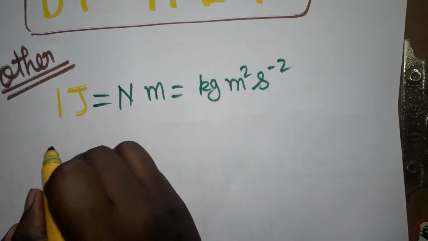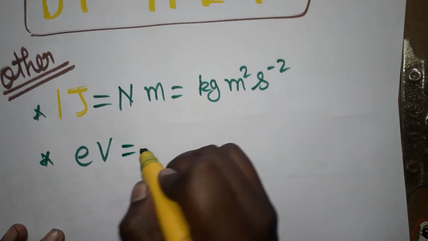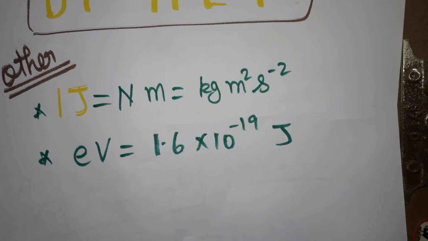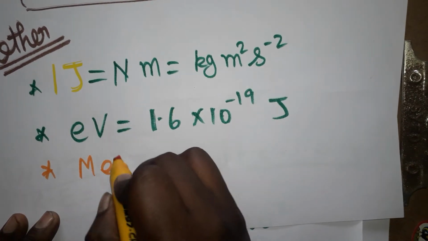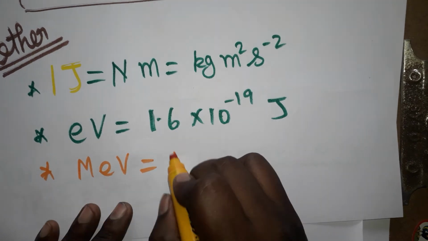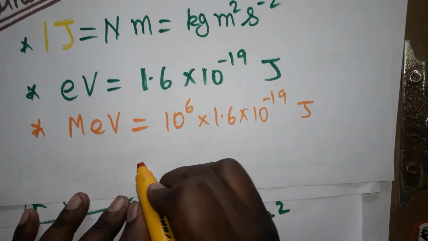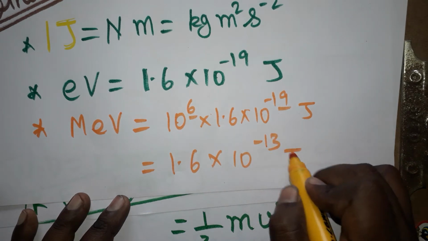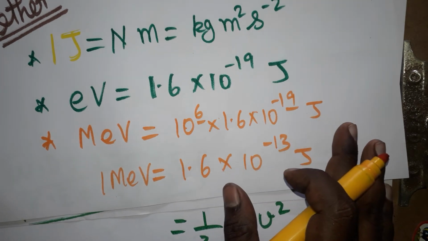The another unit, EV, electron volt. Electron volt also is energy. So 1 electron volt is 1.6 into 10 power minus 19 joule. The next one, mega electron volt or million electron volt, 1 MeV. Now we are learning different units for energy. MeV is 10 power 6 into 1.6 into 10 power minus 19 joule. By adding the powers we are going to get 1.6 into 10 power minus 13 joule for 1 MeV.